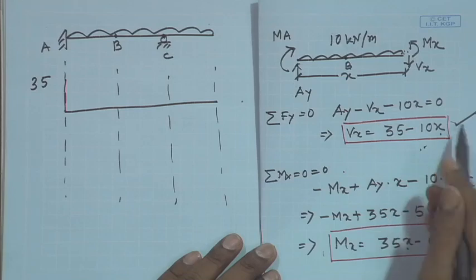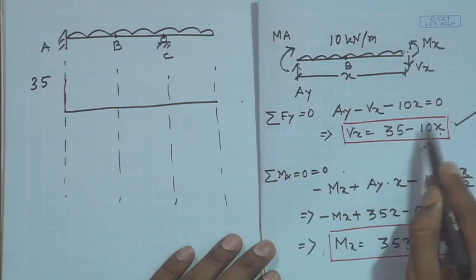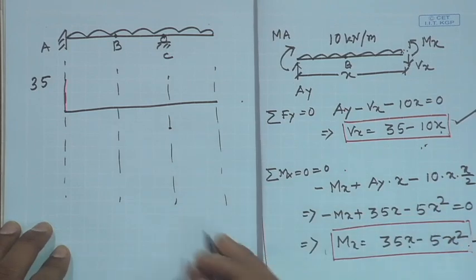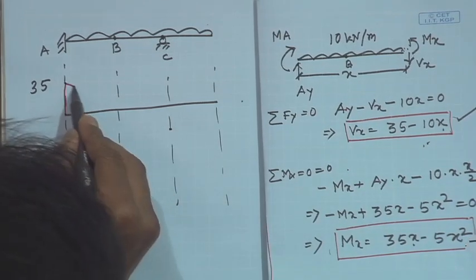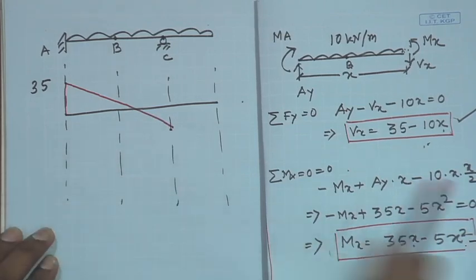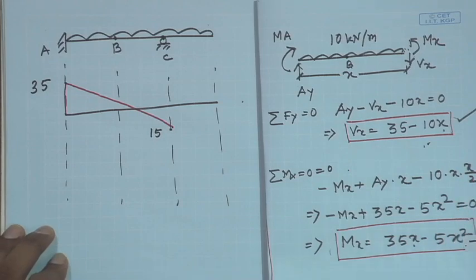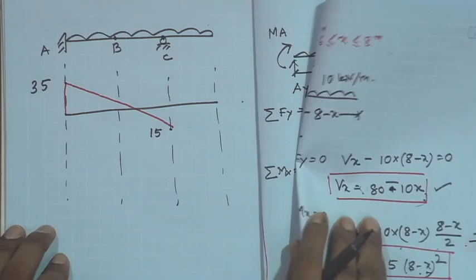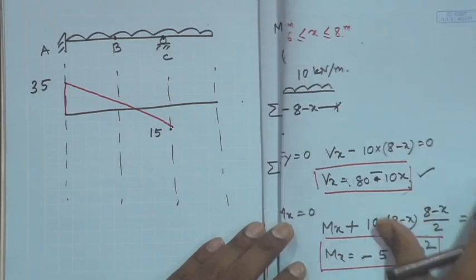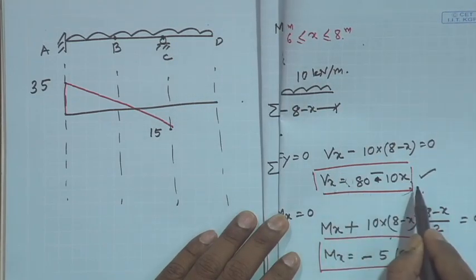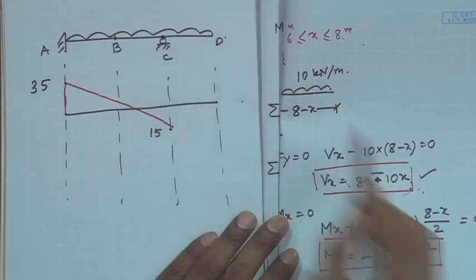At x is equal to 6, it becomes minus 15, and between that it is linear. So this value is 15. Now let's see the shear force diagram for this part. For this part, shear force distribution is this, where x changes from C to D.